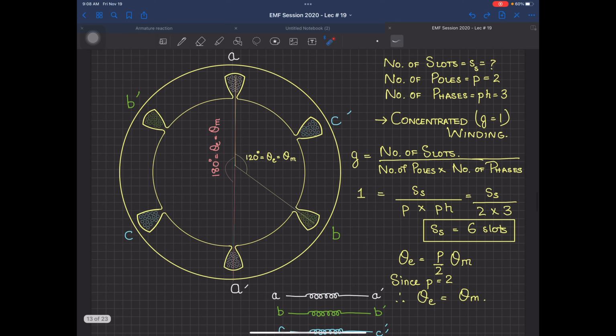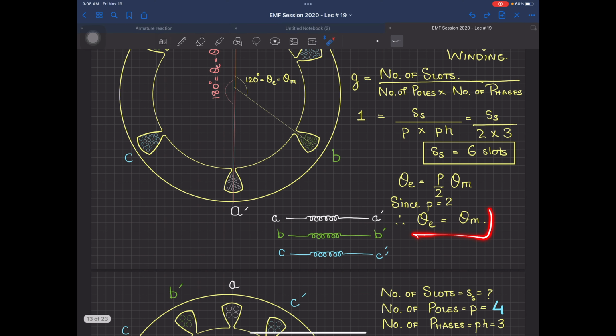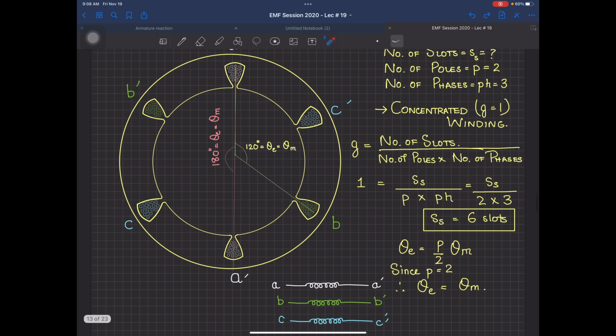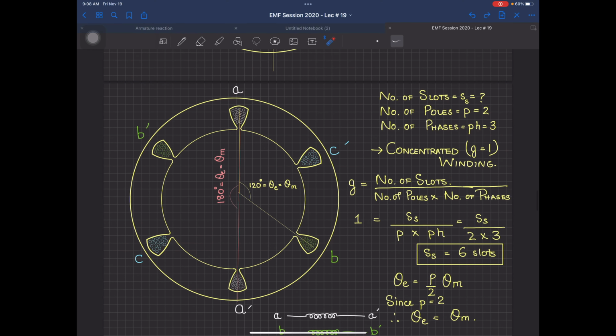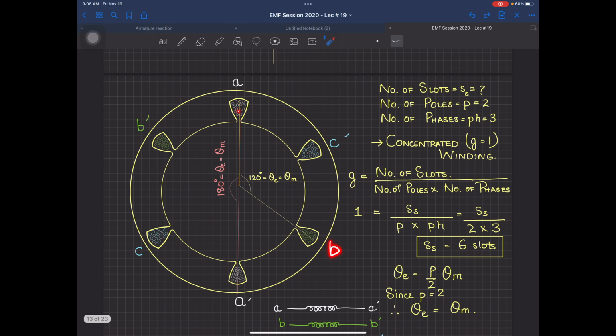So this angle over here is equal to 180 degrees, and we have kept it 180 because your electrical angle is equal to mechanical angle. But this is only applicable for a 2-pole machine. Why? Because P is equal to 2, so theta electrical becomes equal to theta mechanical. Then after A dash, you have A here, and then you have B here. This angle between them is 120 degrees.